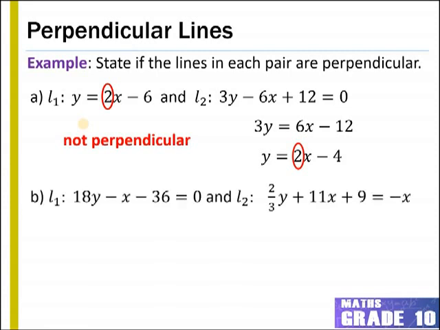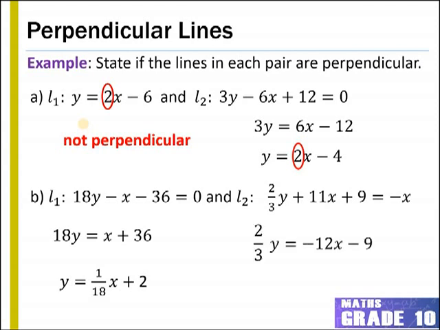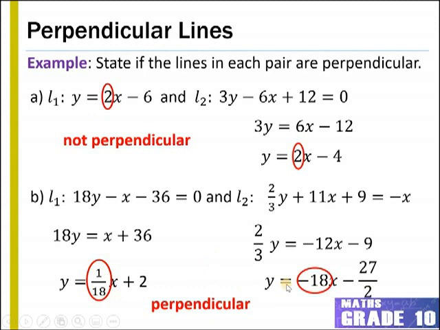B. L1, 18y minus x minus 36 equals 0, and L2, 2/3 y plus 11x plus 9 equals negative x. Rearrange the first equation to get 18y equals x plus 36, so y equals 1/18 x plus 2. And rearrange the second equation to get 2/3 y equals negative 12x take away 9, so y equals negative 18x take away 27/2. And now if we have a look at the gradients, 1/18 multiplied by negative 18 is negative 1. So yes, these two lines are perpendicular.